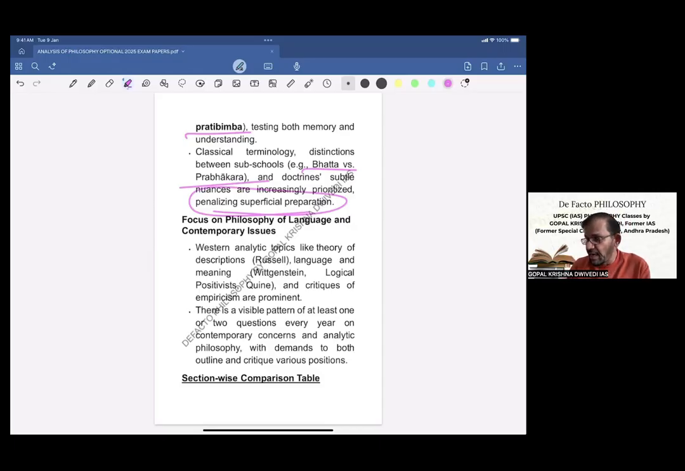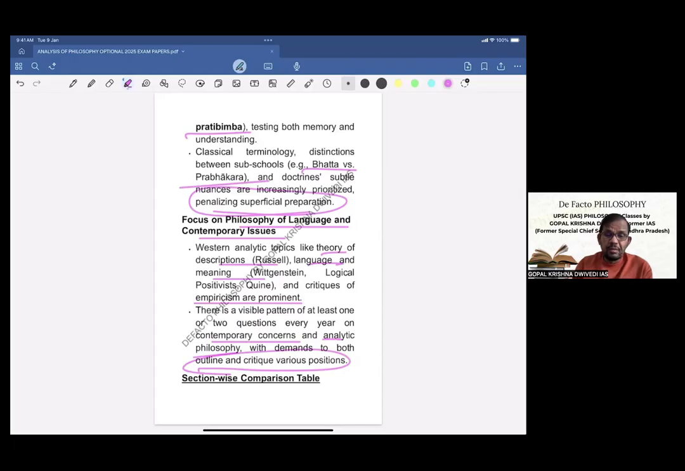Another topic is the focus on philosophy of language and contemporary issues, particularly in Western philosophy: Russell's theory of descriptions, language and meaning in Wittgenstein, the logical positivists and Quine, etc., and critiques of empiricism. These were the prominent topics. There is a visible pattern of at least one or two questions every year on contemporary concerns and analytical philosophy, which demand both outline and critique of various positions.